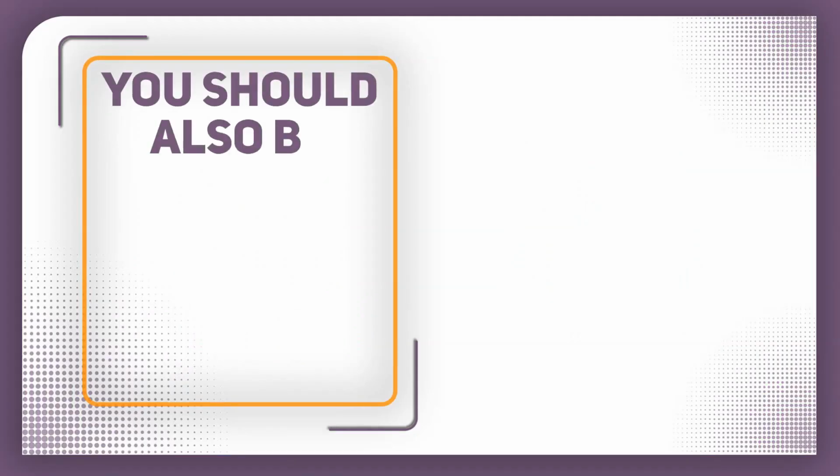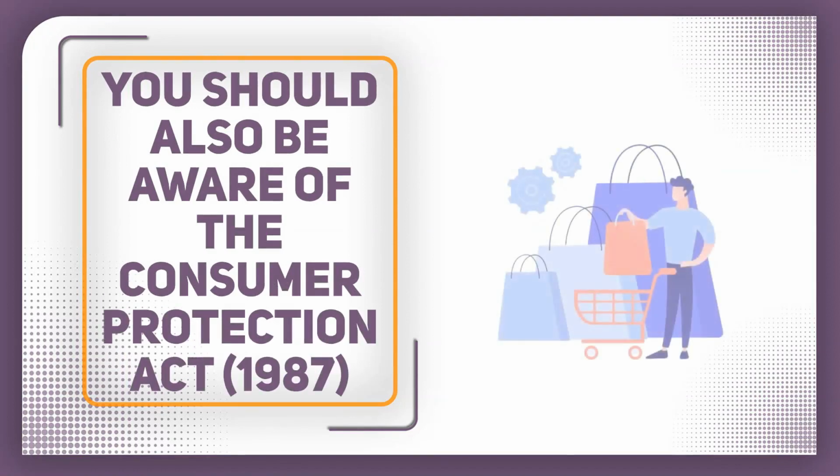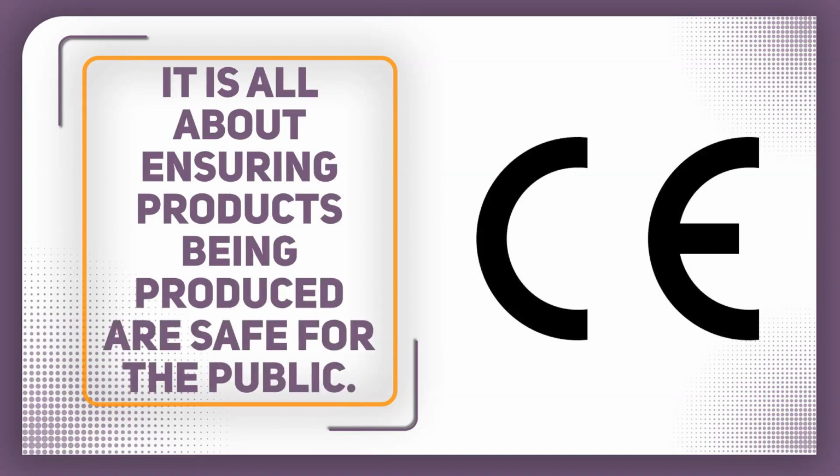You will also need to be aware of the Consumer Protection Act 1987, which is designed to make sure that products end up being safe. It makes the businesses that manufacture, rather than just sell, legally responsible, or we would say liable, for any damage caused by the poor quality or defective nature of the products that they create. The main thing about the legislation to remember is that it is all about ensuring products being produced are safe for the public to use.